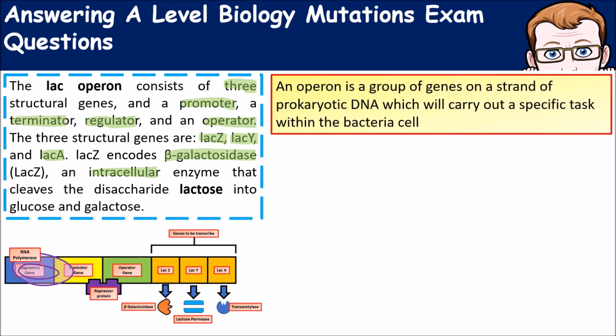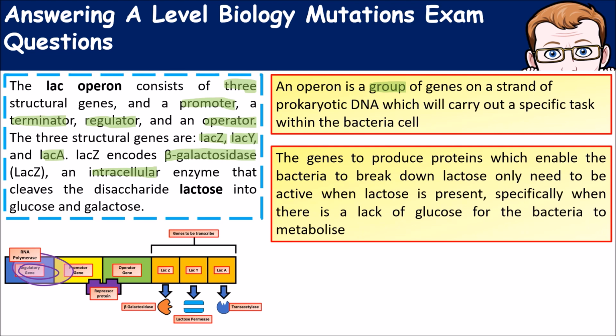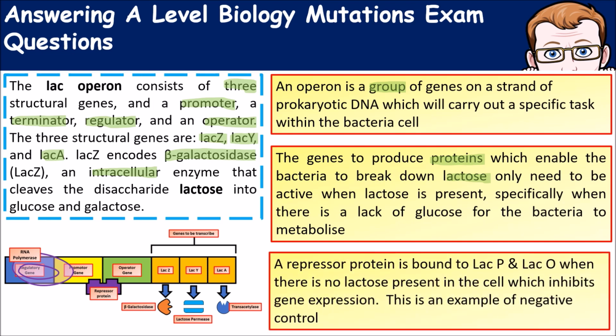So an operon in general is a group of genes which will code for a specific task to be carried out by the bacteria. So the genes will produce proteins which enable the bacteria to break down lactose, which they only need when lots of lactose is present and no glucose is present. Normally a repressor protein is bound between the promoter and the operator when there is no lactose present, preventing the transcription of these 3 genes.